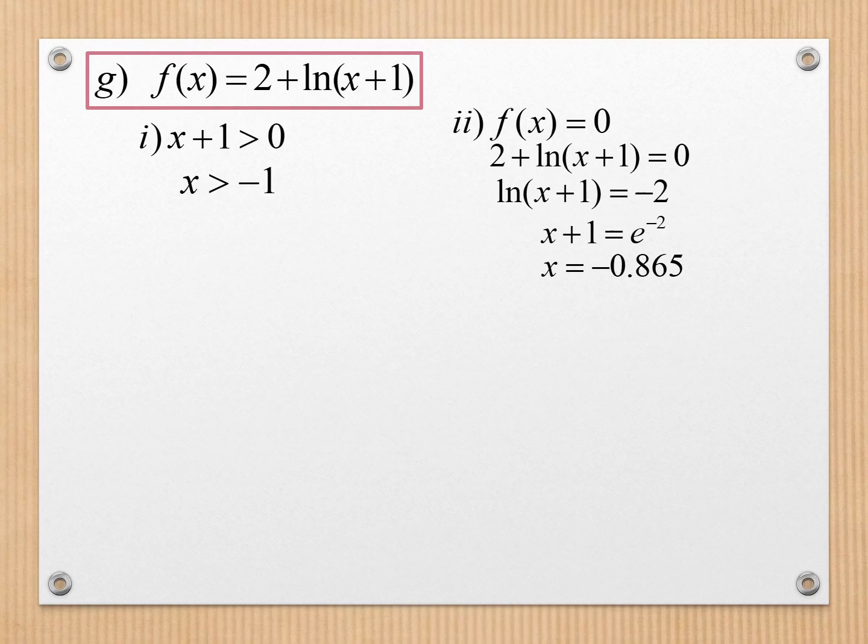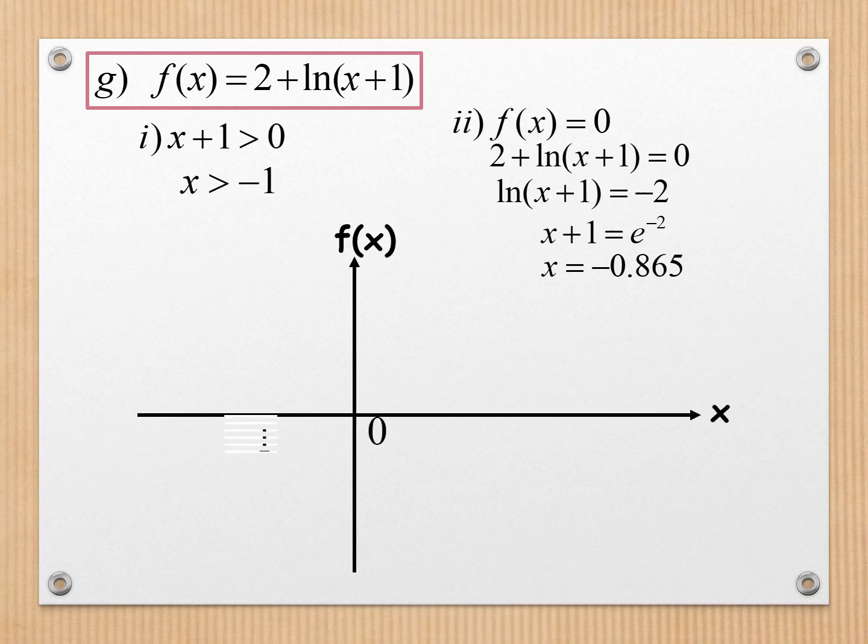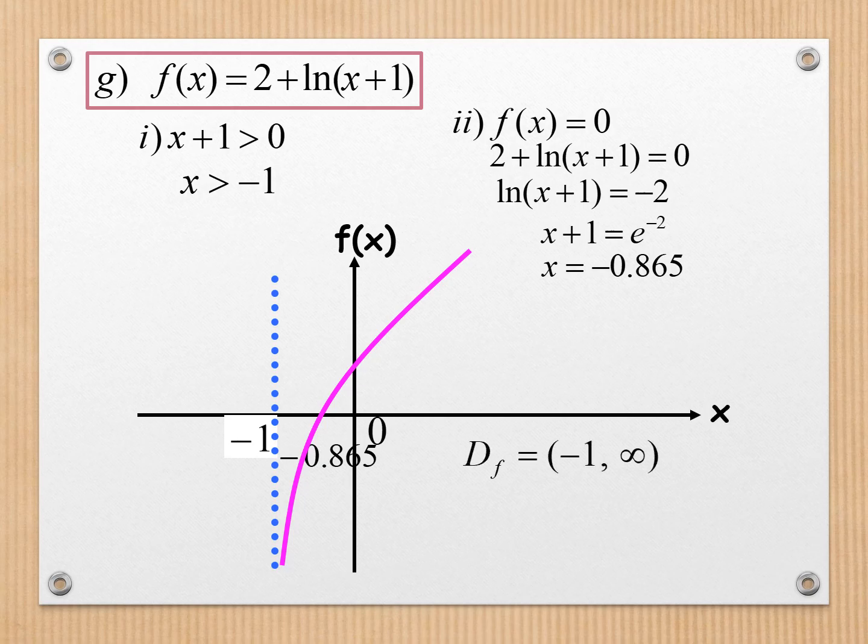Since the number in front of the logarithm is positive, the graph is moving up. So it has a vertical asymptote at x equals negative 1. It has an x-intercept at negative 0.865 and it's moving up. So this is the graph of f(x) equals 2 plus ln(x + 1). From this graph, we have the domain (-1, ∞) and the range is (-∞, ∞).